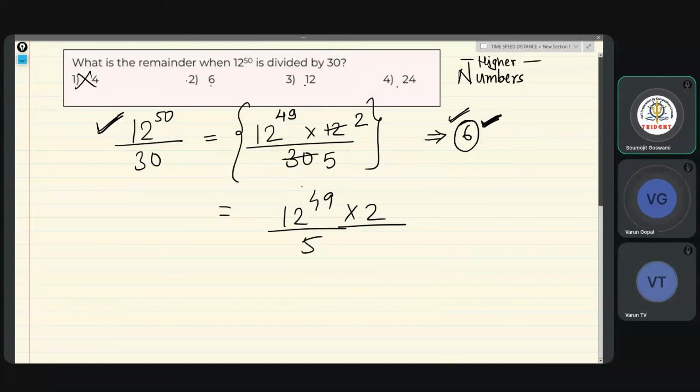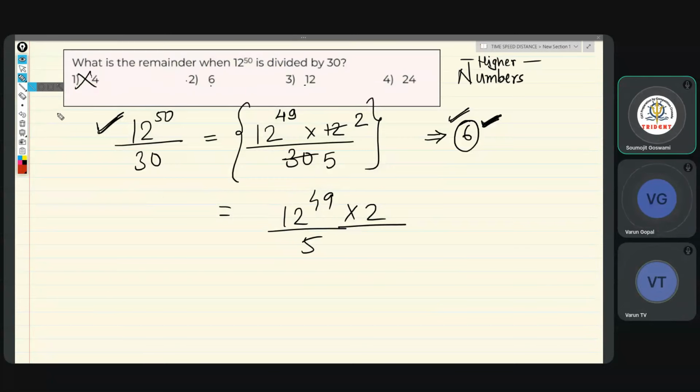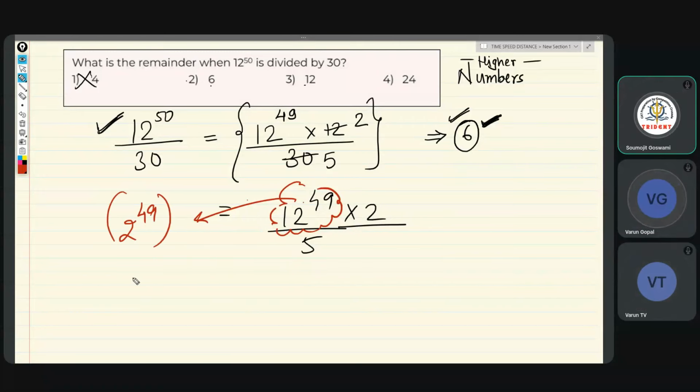But there is even one more interesting thing that I can find out. You know, this is 12 raised to the power 49. Can I say that this 12 raised to the power 49 can be written as 2 raised to the power 49, just for the sake of last digit? Okay. Just for the sake of last digit.